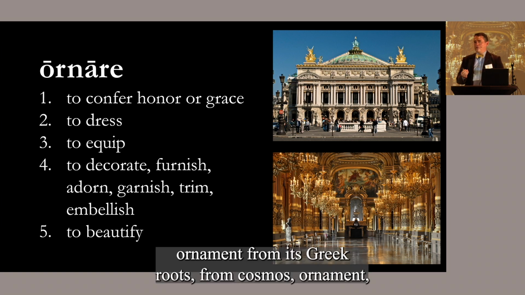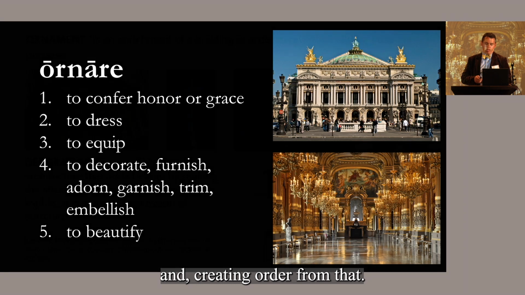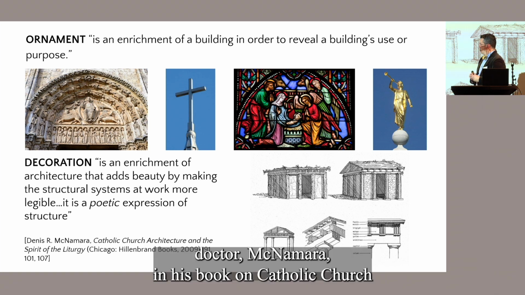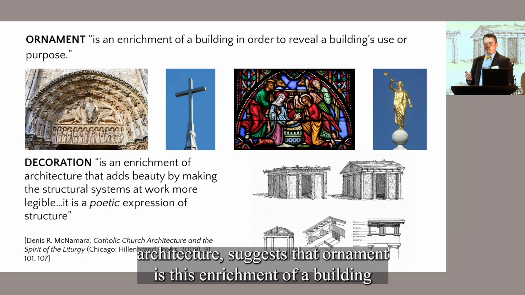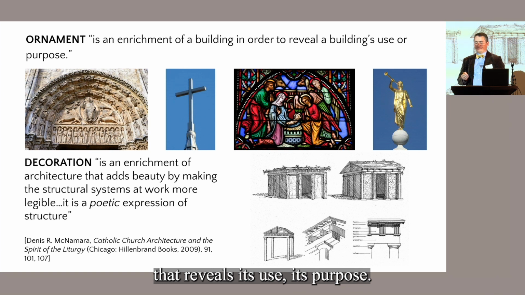If we take ornament from its Greek roots, from cosmos, ornament then relates to ordering something, taking chaotic matter and creating a cosmos from it, creating order from that. Now, a couple of definitions of ornament are as follows. Dr. McNamara, in his book on Catholic Church architecture, suggests that ornament is this enrichment of a building that reveals its use, its purpose.